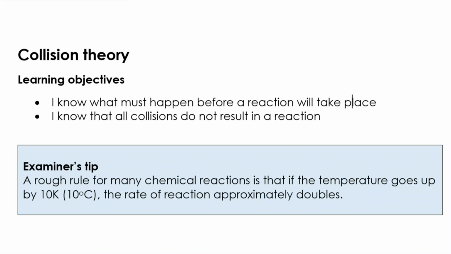And we've got the objectives here. We know what must happen before a reaction will take place. We know that all collisions do not result in a reaction. The examiner's tip here is one that was discussed at GCSE and is important. Later within this lesson, we're going to try to understand why this is the case. Because often in rates of reaction, we consider the idea that doubling concentration or doubling pressure or doubling surface area will double the rate of reaction. We need to know why that's different for temperature.